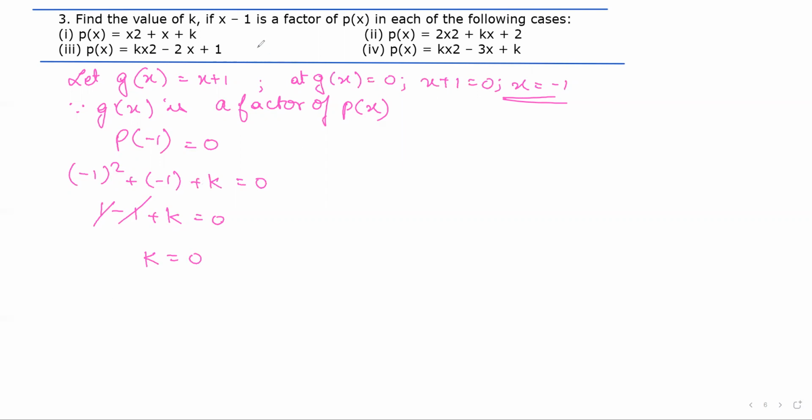did we do anything wrong? Your given value is x minus 1. This is x minus 1. Hence, this value will be plus 1. I was substituting minus 1 instead of plus 1. So you will have 1 squared plus 1, 2. And this will be equal to minus 2.